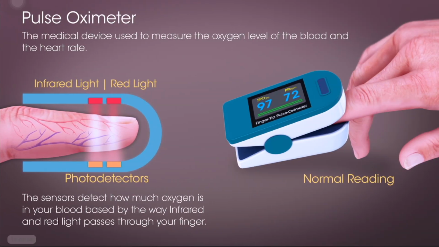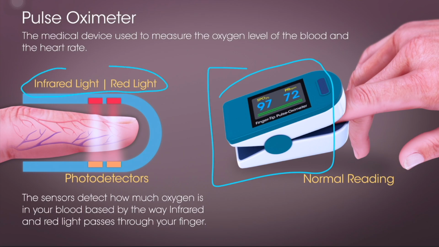And this is the pulse oximeter which we commonly use nowadays. Here, infrared light waves are passed, and the sensors in the pulse oximeter detect how much oxygen is present in the blood based on the infrared rays which are passed through our fingers.